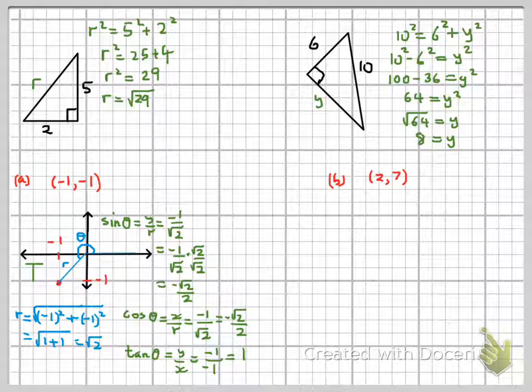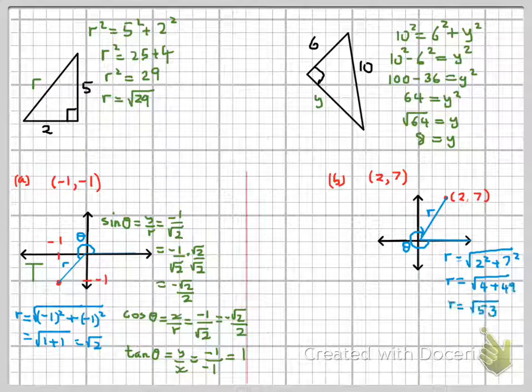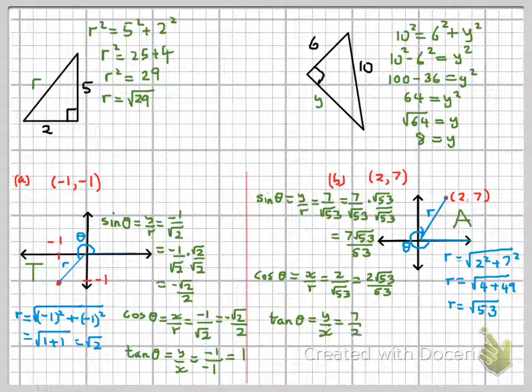Your result is 1. And finally, we have the point (2, 7). You can locate that point on the terminal arm of an angle in quadrant 1. Even if you draw that angle as a negative angle, it doesn't really matter, it will be the same thing. You can talk about the trigonometric ratios of that angle. But first of all, r you can find by using Pythagoras, which is the square root of 2 squared plus 7 squared. Your result is the square root of 53.